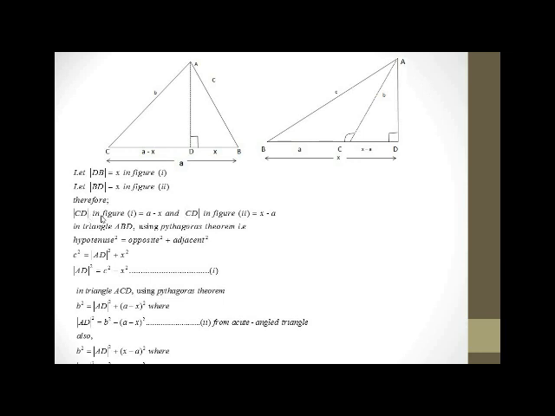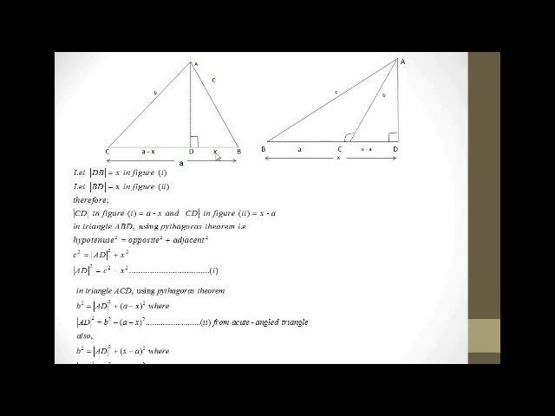So therefore, the line CD in figure 1 is going to be a minus x. And in figure 2, the line CD is going to be x minus a. Now, in triangle ABD, that is in figure 1, if we make use of the Pythagoras theorem, you know that anywhere our right angle is facing is our hypotenuse. And this side, let us call it our opposite side. That simply means in triangle ABD, using the Pythagoras theorem, hypotenuse squared equals opposite squared plus adjacent squared. What is the hypotenuse squared? That is c squared.